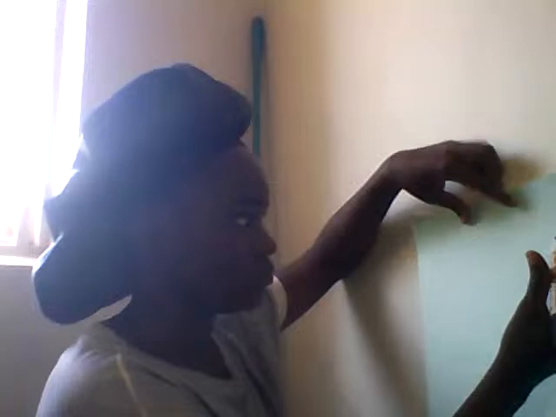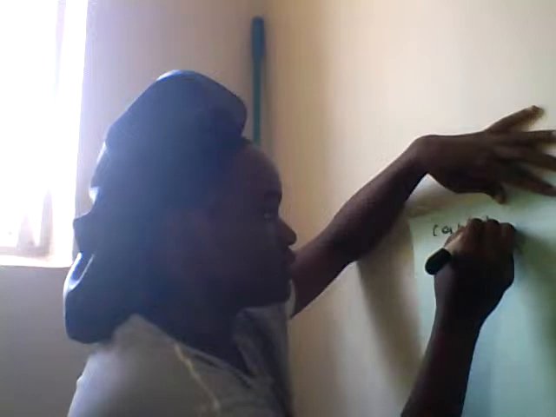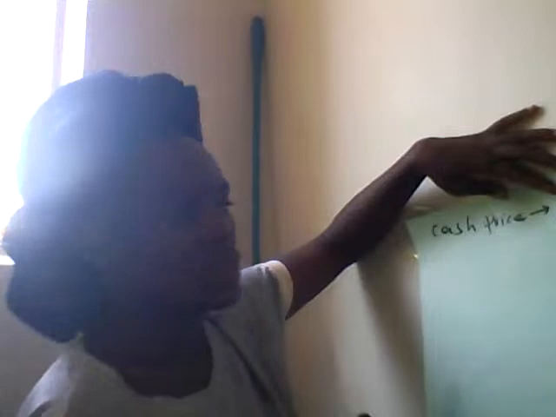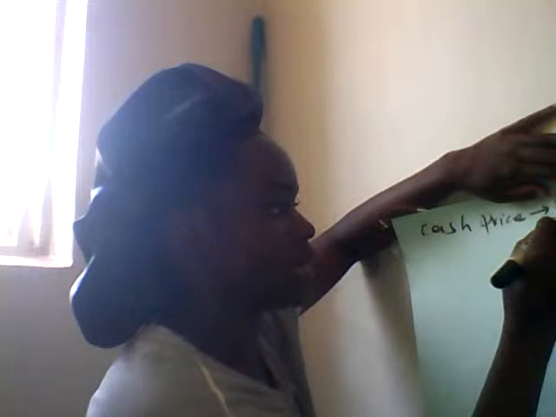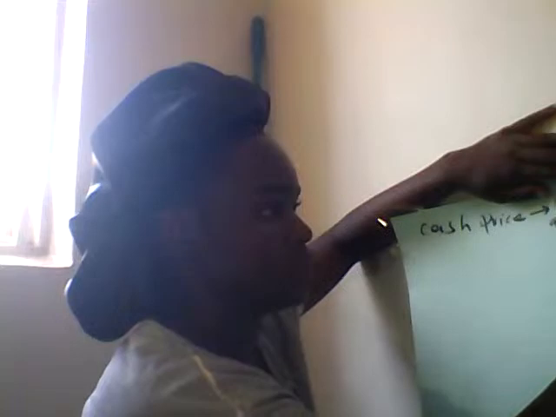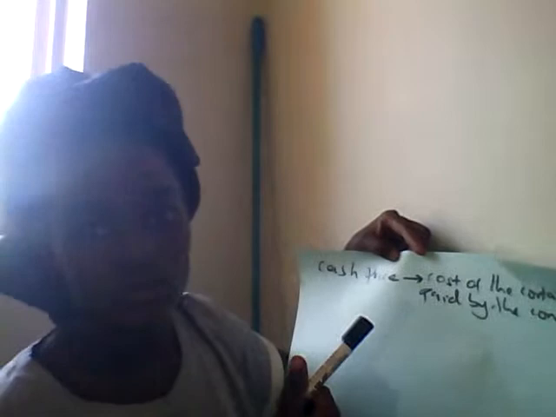So we have some key terms that we always deal with in container accounts. We have the cash price. The cash price is the cost of the containers paid by the company. The cost of the containers paid by the company is what we call the cost price.